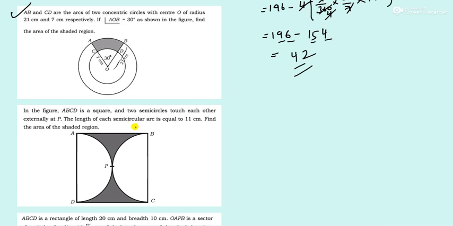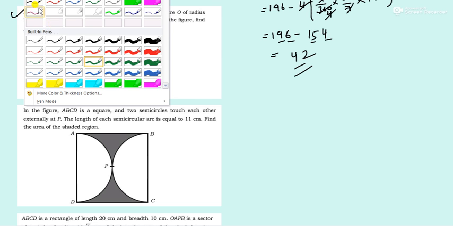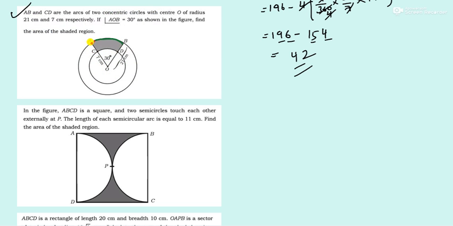What is the question given? They have given that AB and CD are the arcs. You can see this is one arc. Let me use a different color. This is an arc, and CD again is another arc of two concentric circles. Concentric means the center is the same, radius is different. They have given 21 and 7. So the bigger one's radius is 21 and the smaller is 7. Angle AOB is 30. Find the area of shaded region.